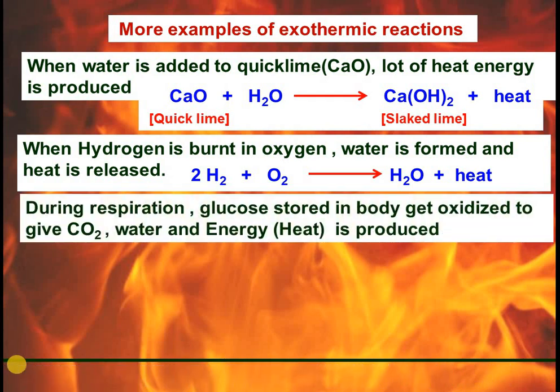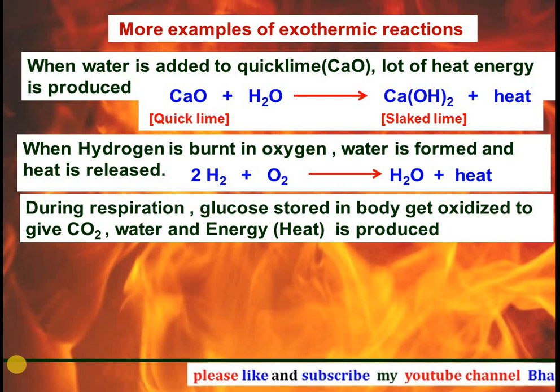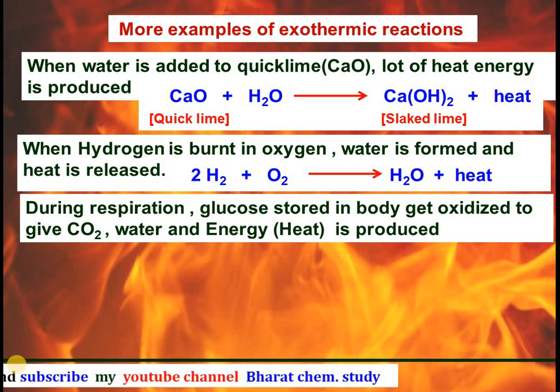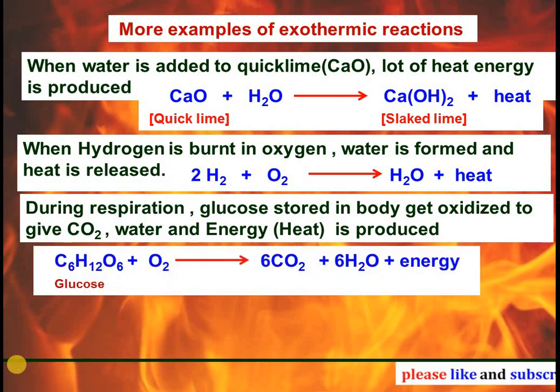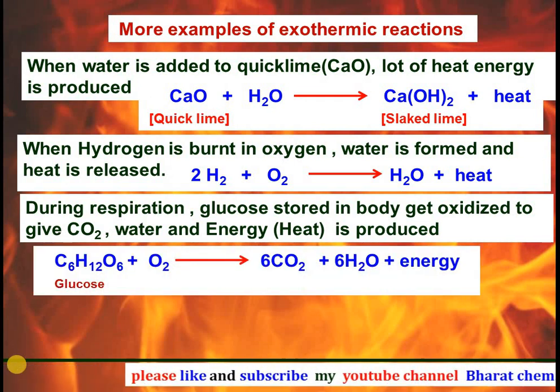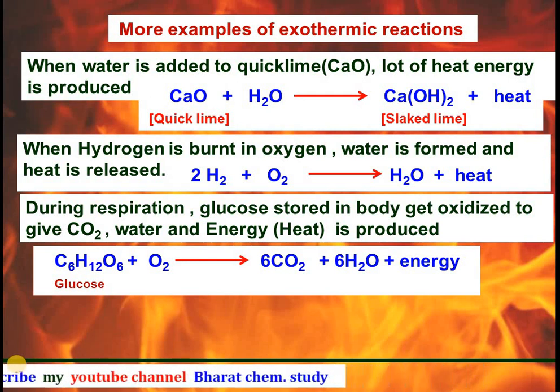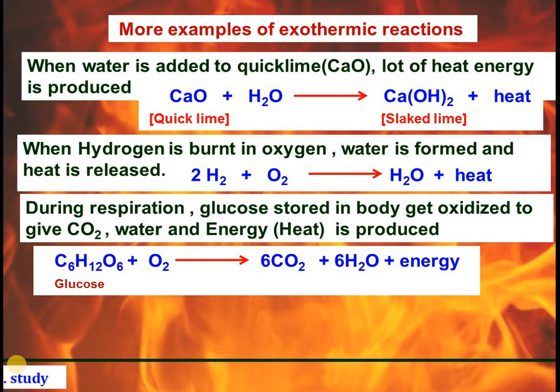During respiration, glucose stored in our body gets oxidized to give carbon dioxide and water, and energy is produced. The equation can be written as glucose C6H12O6 plus O2 gives 6 CO2 plus 6 H2O, and energy is produced.